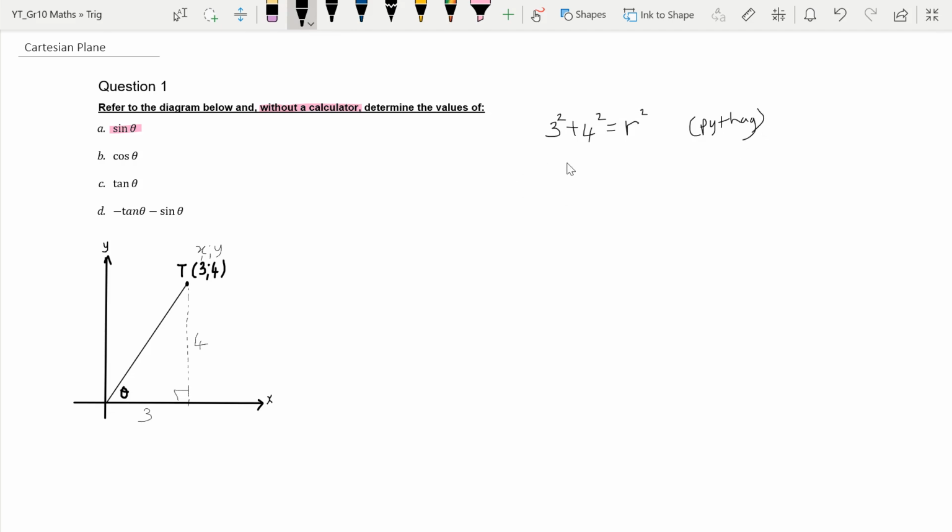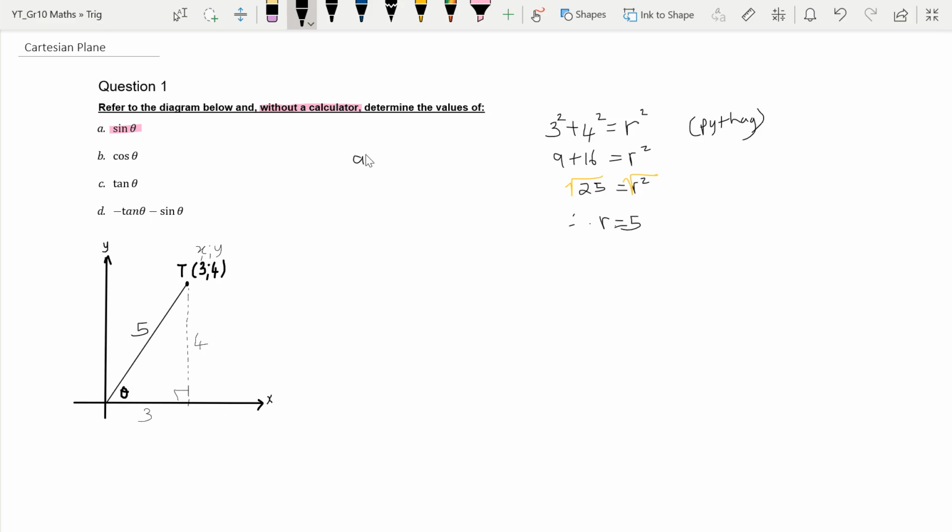Okay, let's simplify that. So that would be 9 plus 16 is equal to r squared, 25 equal to r squared. And therefore, our r would be equal to 5 because we are going to get the square root on both sides. Okay, so we've got our hypotenuse is equal to 5. Now that we've got all our side lengths, we can start answering the questions.